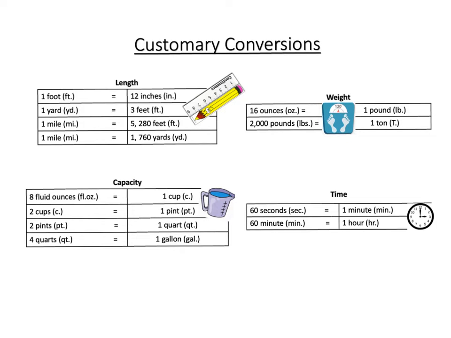Here is what the conversion chart looks like. The first part of it has customary conversions. We're talking feet, yards, miles. We're talking ounces and pounds and tons. Capacity, which is ounces, cups, pints, quarts, and gallons. And then, of course, time, which I hope you know.